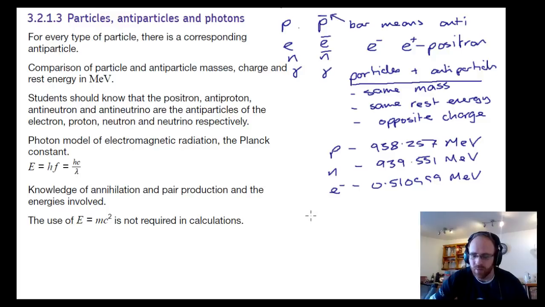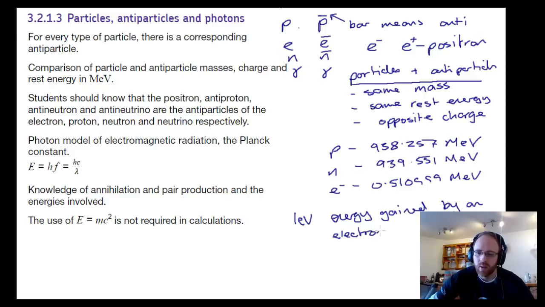Let's talk about the electron volt. So 1 electron volt is the energy gained by an electron as it passes through a potential difference of 1 volt.